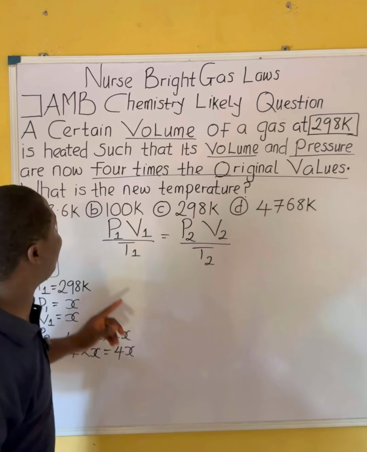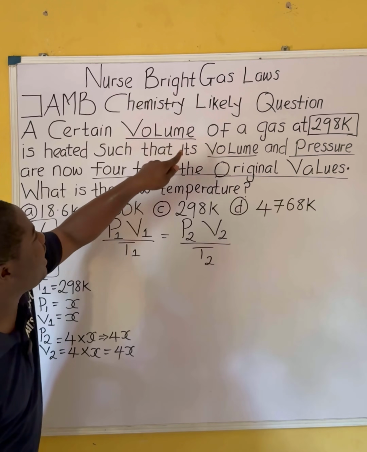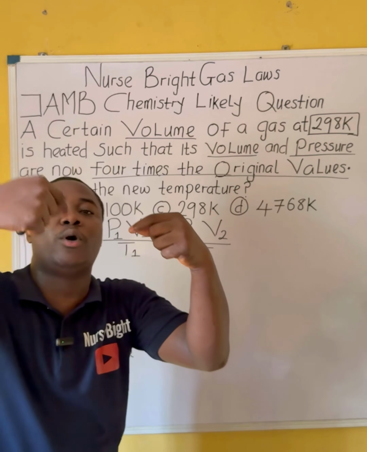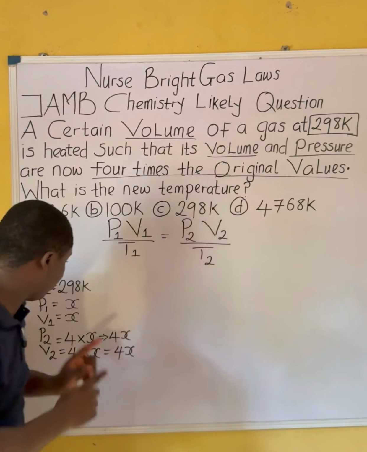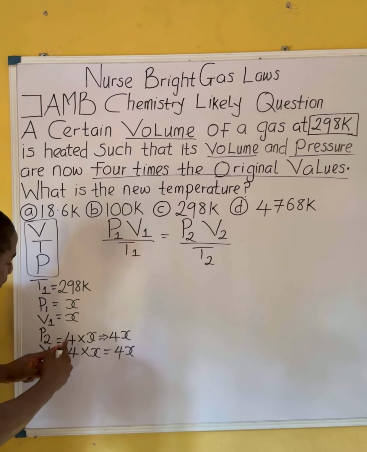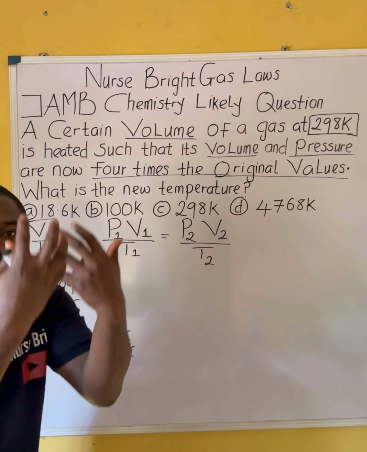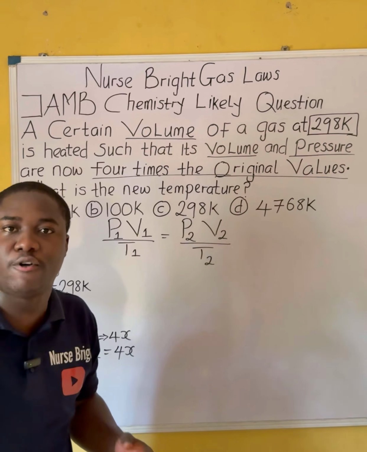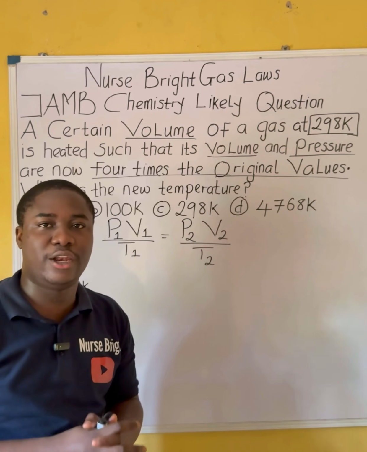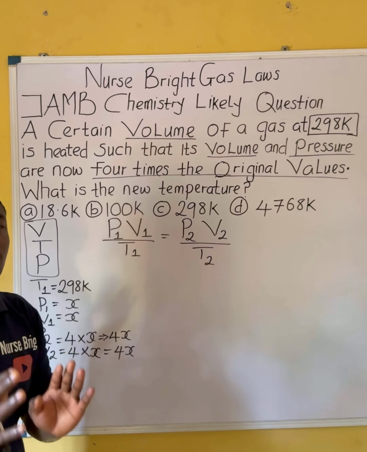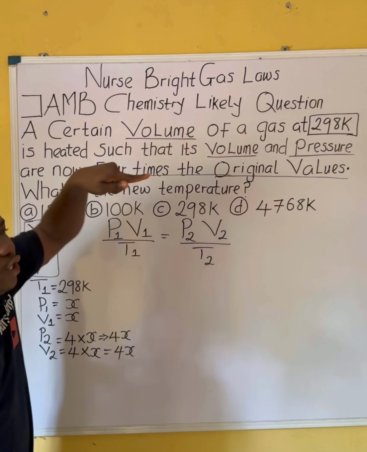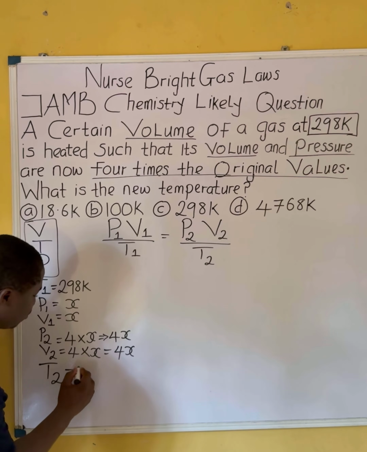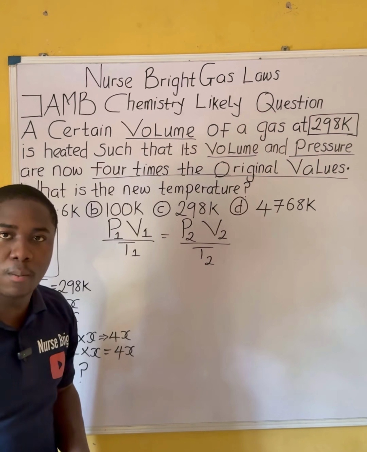They are not hard, because they said that its volume and pressure both of them are now 4 times. So for the final, you simply say 4 times the initial value, which is X. For the final volume as well, you simply say 4 times that initial value for the volume. That's how it works. So the question now says, what is the new temperature? So what they're asking us to solve for is the new temperature, which is T2. This question is so very easy.